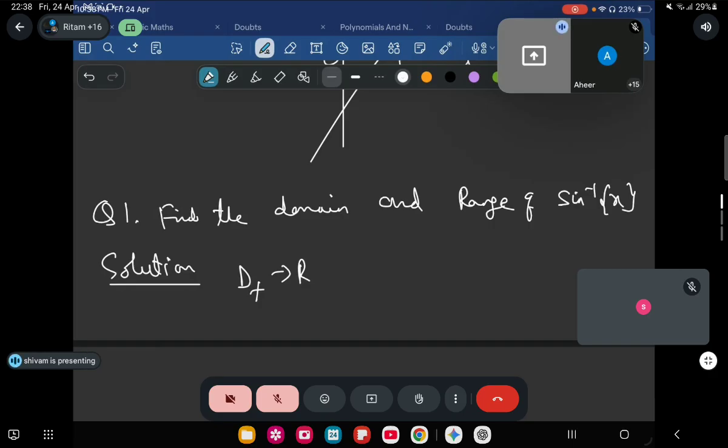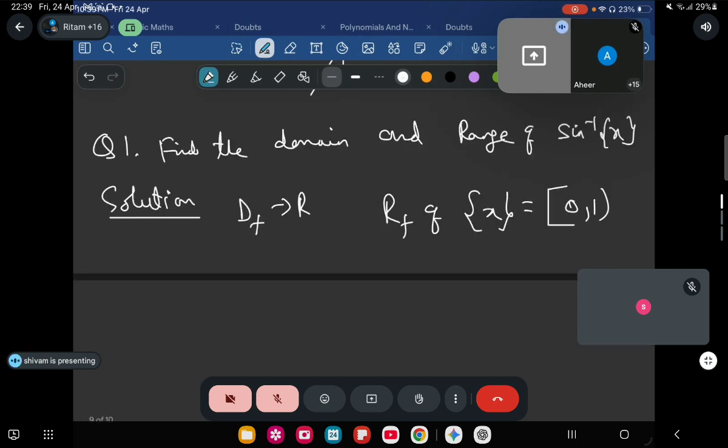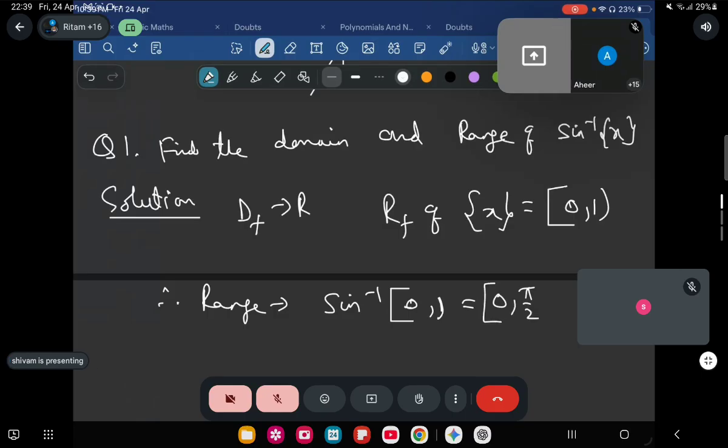Next, let us talk about the range. What is the range of the fractional part of x? This will be closed 0 to 1 open. Let us substitute. Therefore, range will be sine inverse of closed-open 0 to 1. Sine inverse 0 will be equal to 0, and sine inverse 1 will be equal to pi by 2. Okay, next.